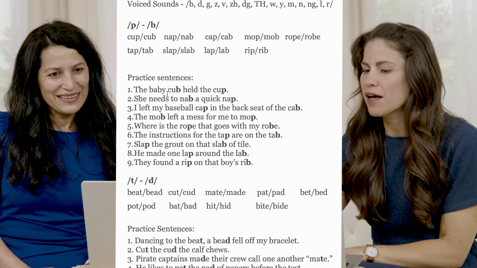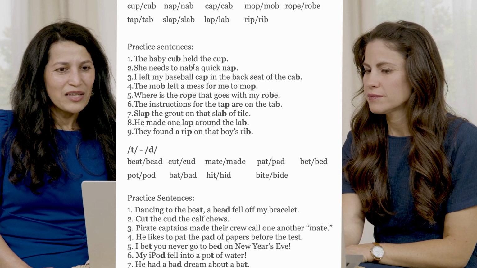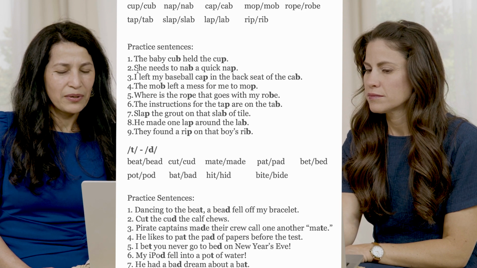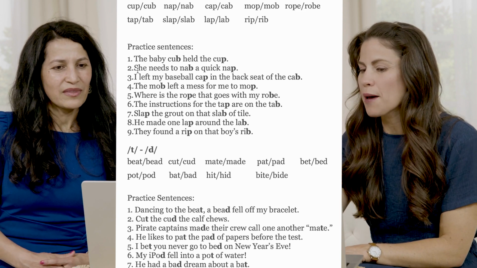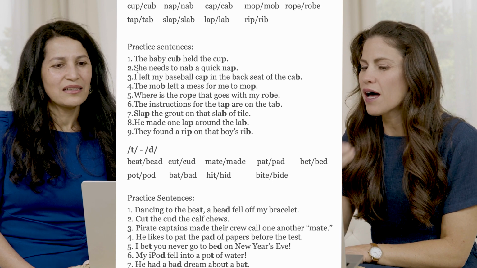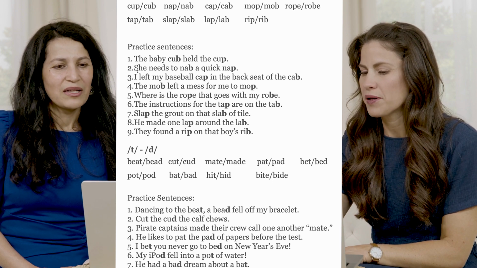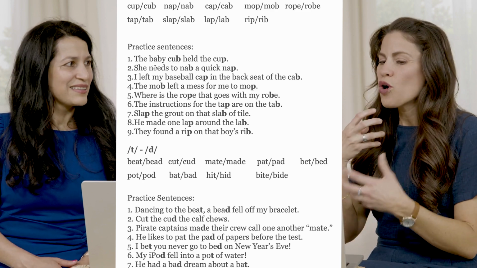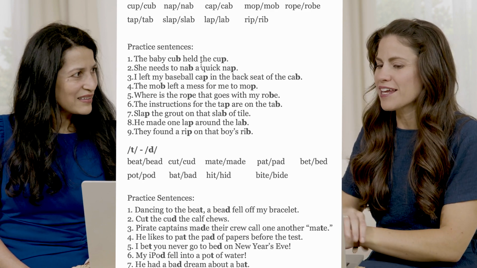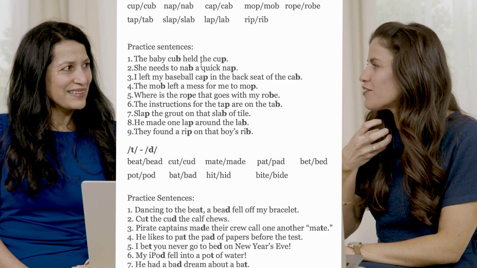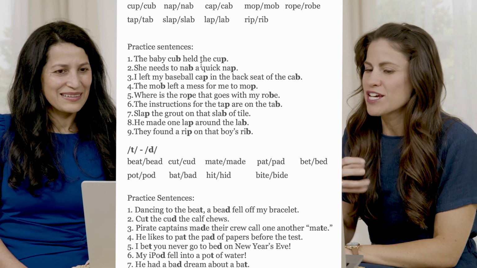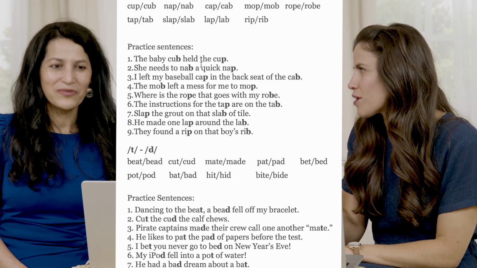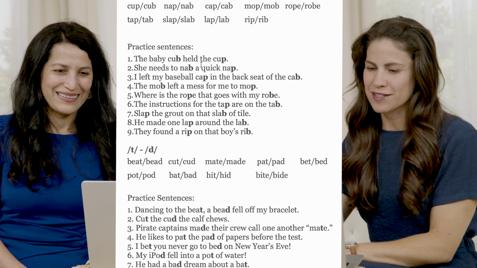The baby cub held the cup. The baby cub held the cup. Okay. So we're going to overemphasize that B a little bit more. The baby cub held the cup. The baby cub held the cup. Good. I like that. So what we're doing in the practice is just getting that B to activate, kind of that voice to activate. So we're going to overemphasize it a little bit more than a normal speaking situation.